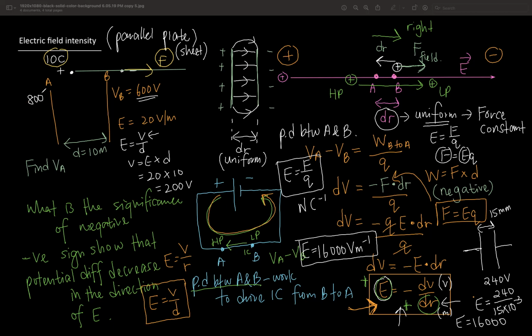So this one becomes 800 V here. Sorry, I should have written the field here. It's going from left to right. Okay, why do we add to the 600? It is because the field is going from left to right. Potential decreases along the field. So this must be higher potential. So VA is 800 volts.